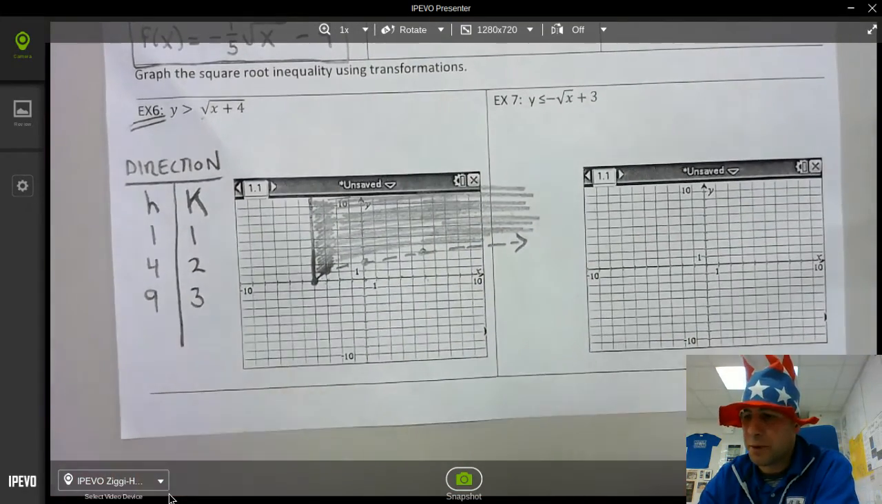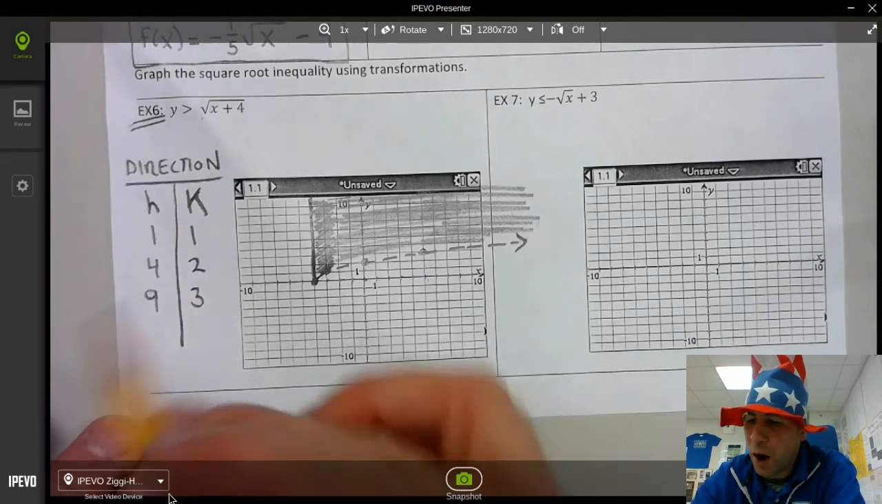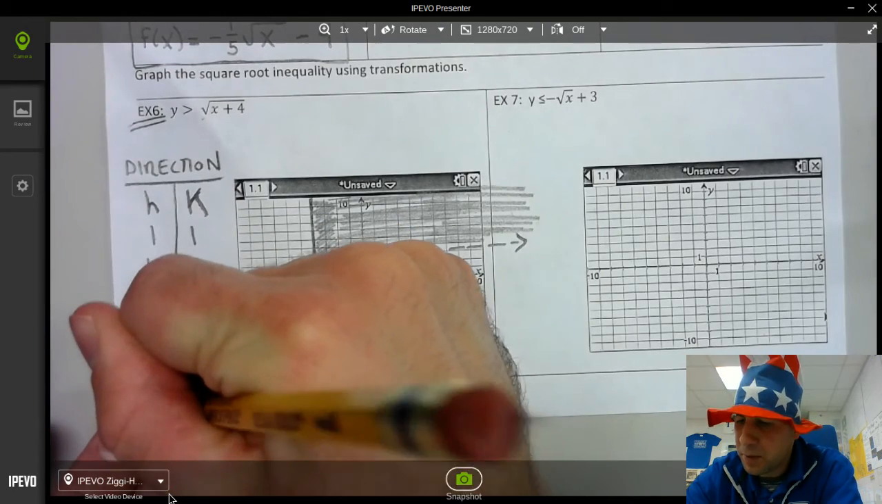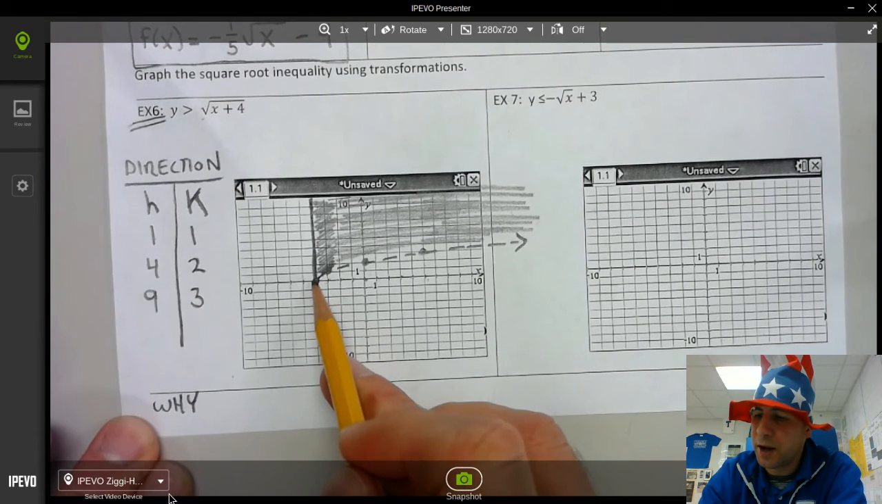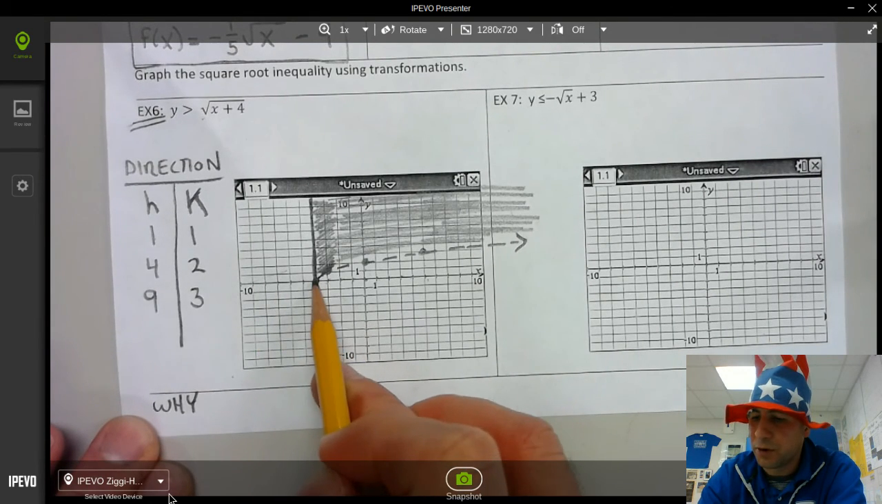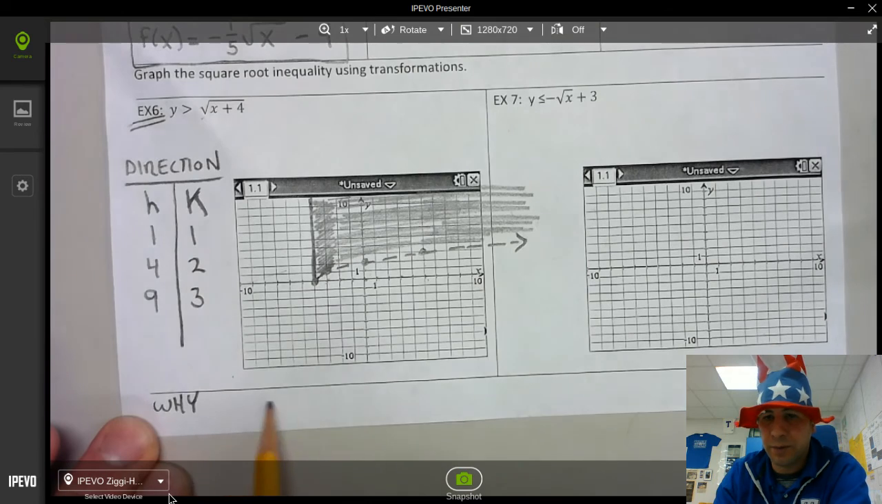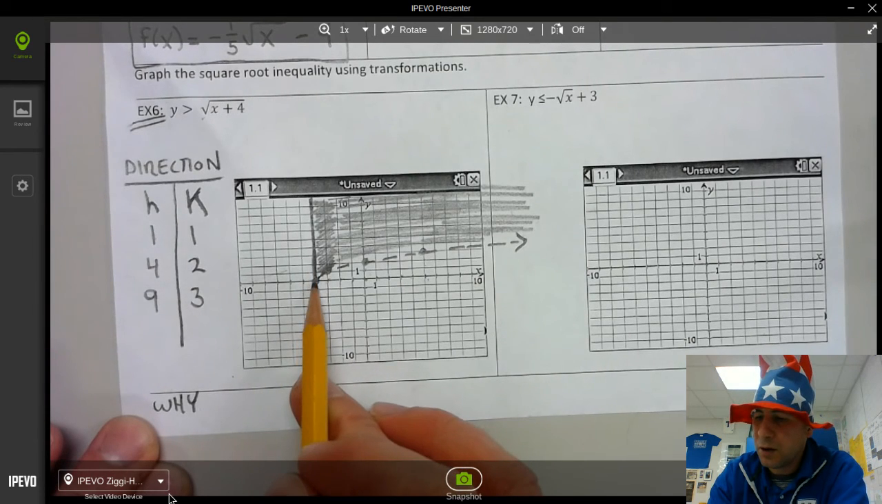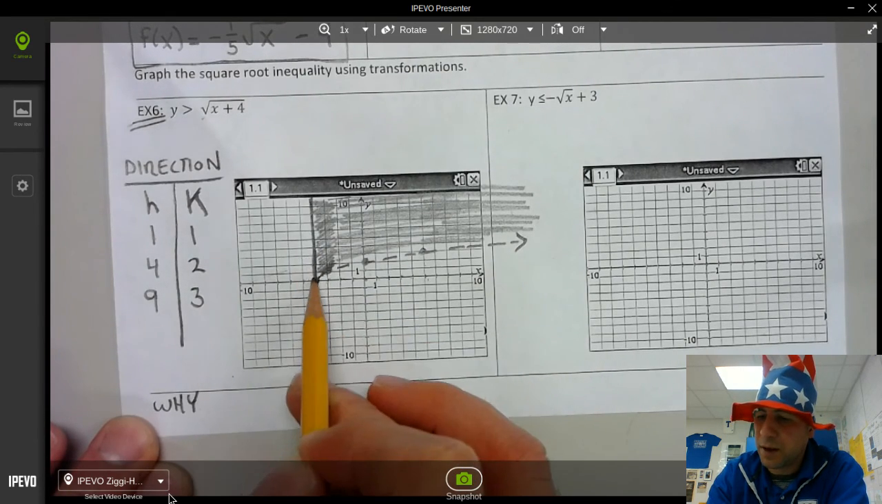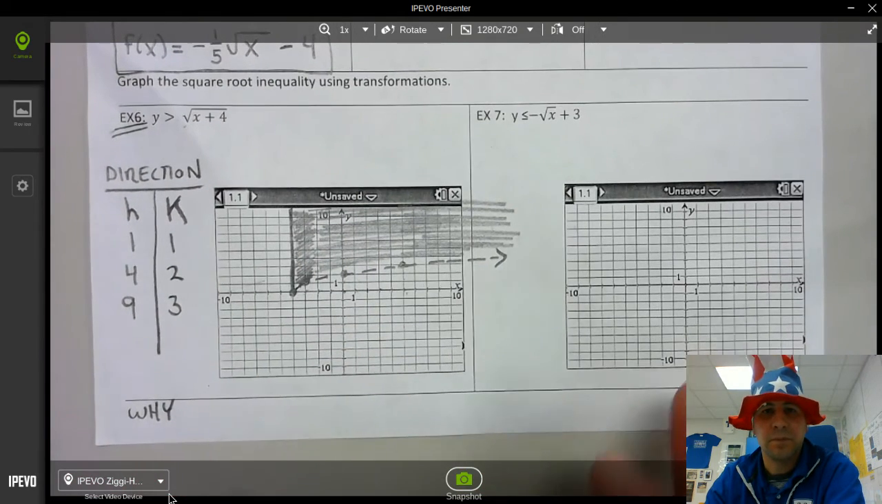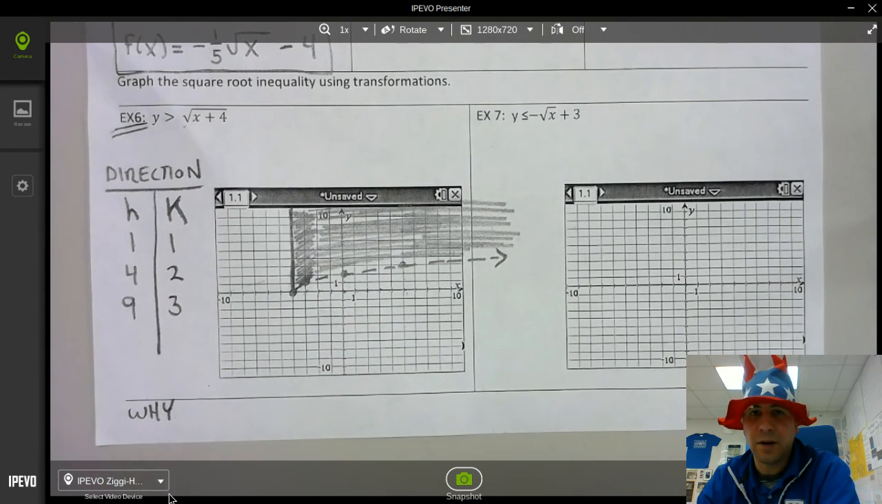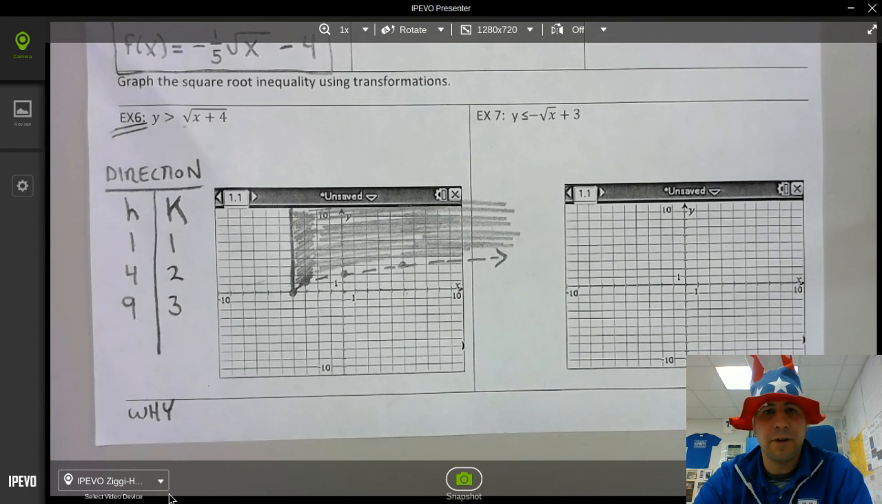Now, I'm going to be looking for this in notes, but I want you to write why that is. Why we don't shade on the left here, but we start there. I want you to write your explanation right there of why we do not shade to the left of this line. All right, so with that, I want you to try example number 7 for class and be ready with that and have a very patriotic Wildcat day.